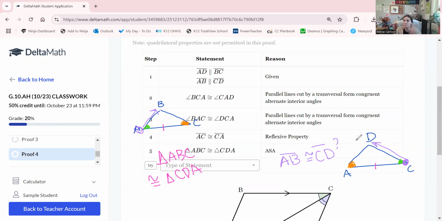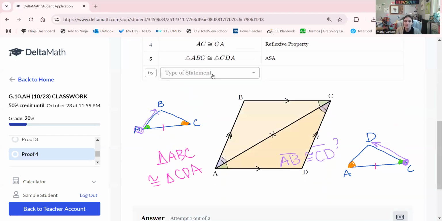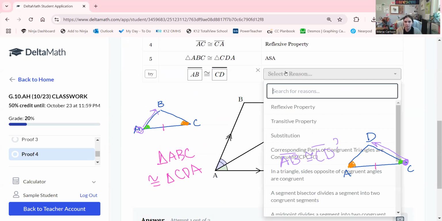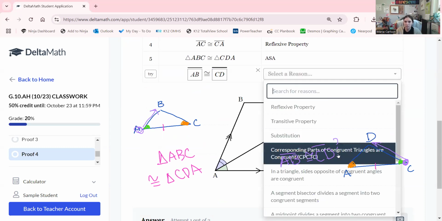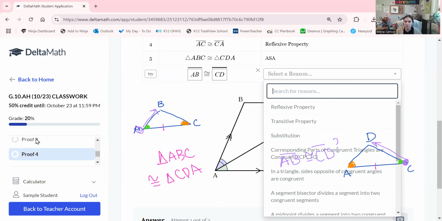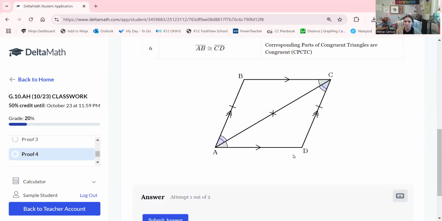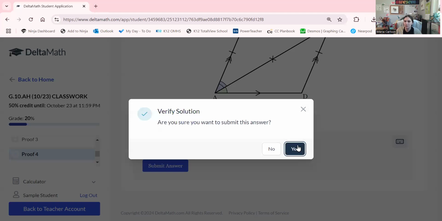They are corresponding parts in two congruent triangles. So our statement is going to be that these segments are congruent. Segment AB is congruent to segment CD by the corresponding parts of congruent triangles are congruent, the CPCTC. All right, and now we can submit.